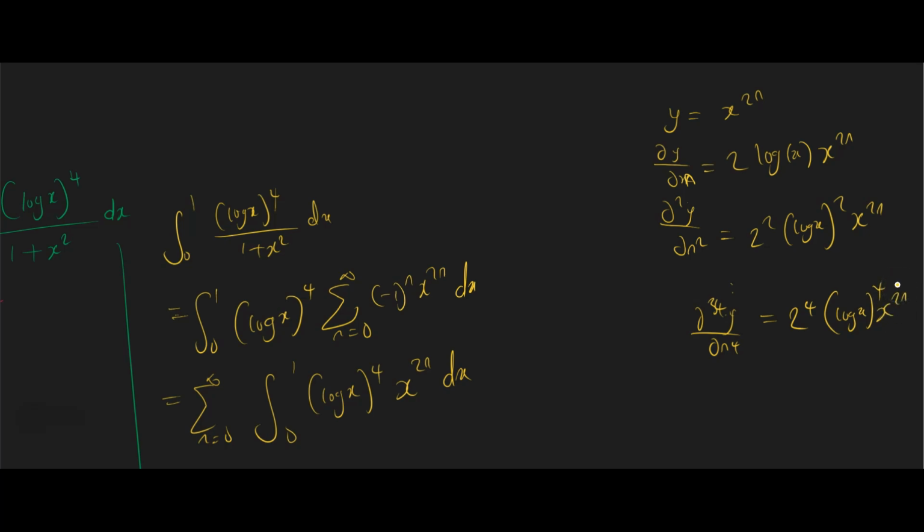So that means if you divide by 2 to the fourth, you get that logarithm of x to the fourth power times x to the 2n is actually 1 over 2 to the fourth of the fourth partial derivative of y with respect to n, of x to the 2n. So we can come back here.